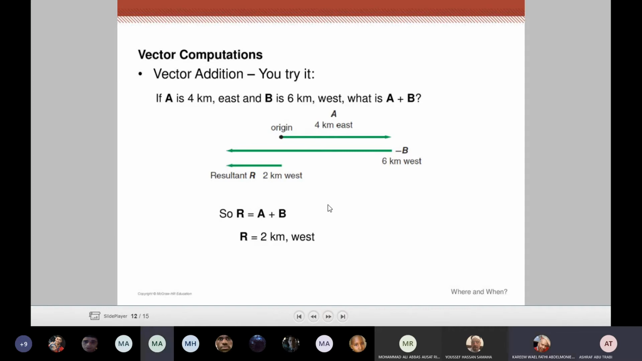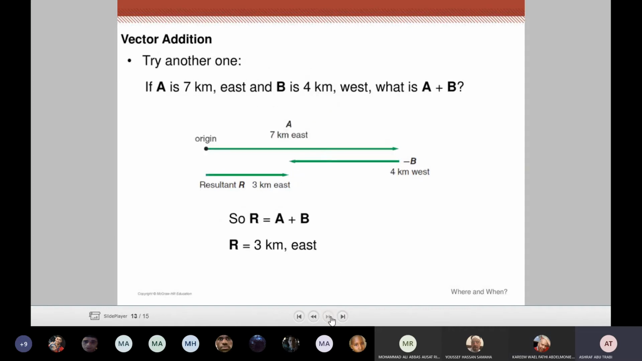Yes, sir. Okay, great. Now here is another example. Try it, all of you. If A is 7 kilometers, this is A. From the origin, we go 7 kilometers east. This is the east, okay? And we have A is 7 kilometers east, and B is 4 kilometers west. This is B. So what is the resultant now?